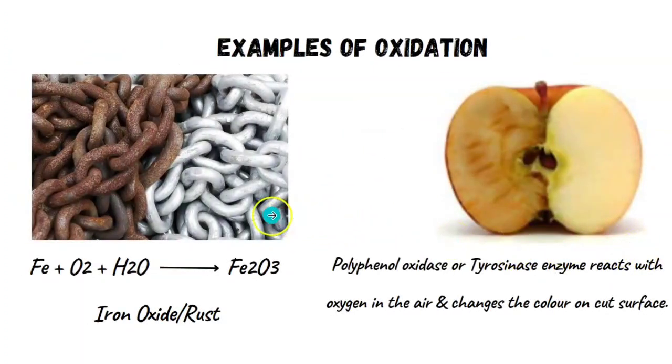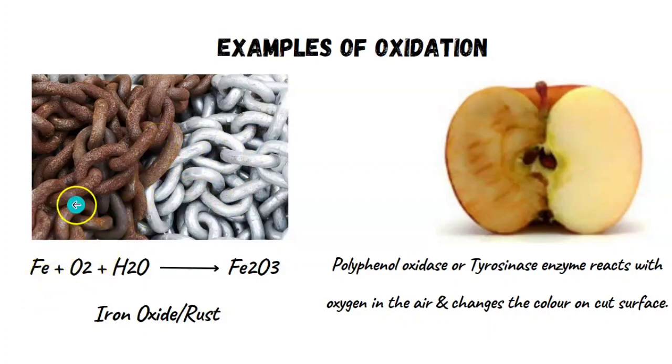Now let's see this picture. This is shiny iron metal. But after a few days, when it reacts with moist air or water, it becomes like this. This is the process we call rusting. This is rusted iron and this is shiny iron. Then what caused this reaction to happen? Why does iron become like this?